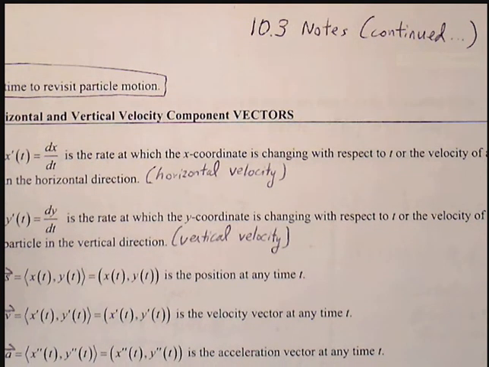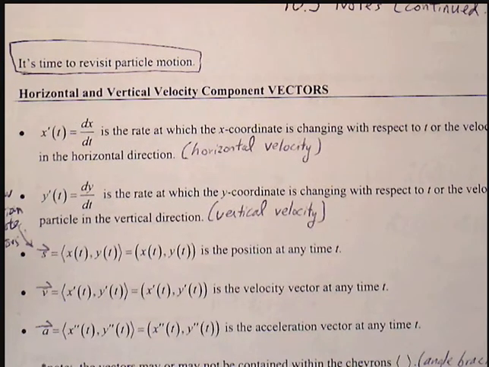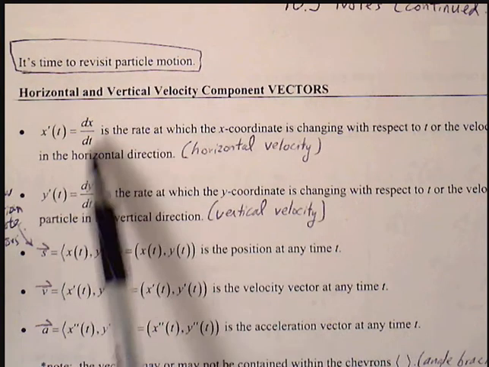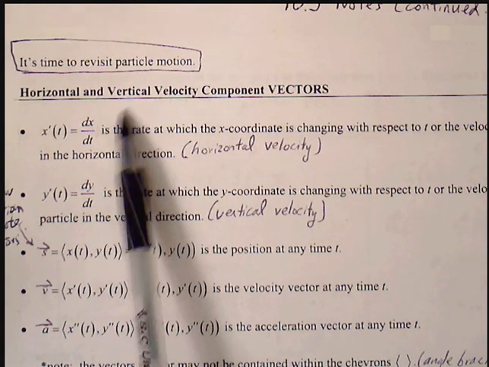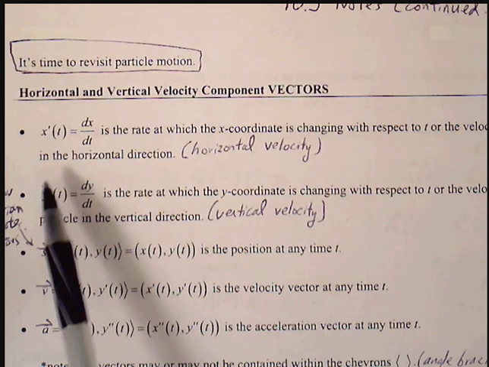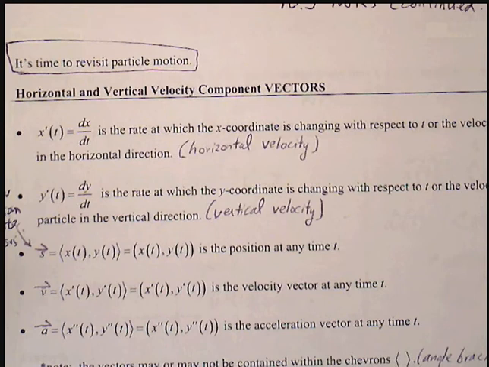Okay, we're going to continue with 10.3 notes. We're going to revisit particle motion. So now we're going to consider horizontal and vertical. We're considering x prime of t and y prime of t in terms of horizontal and vertical velocity component vectors.